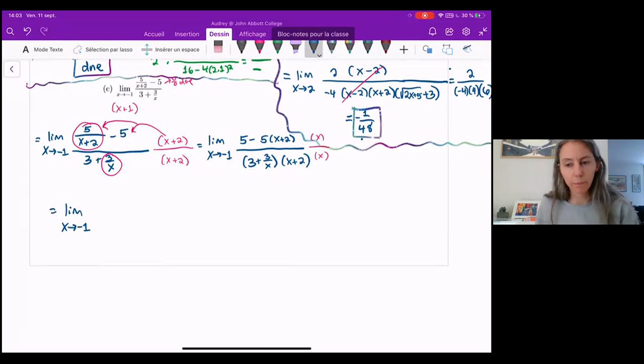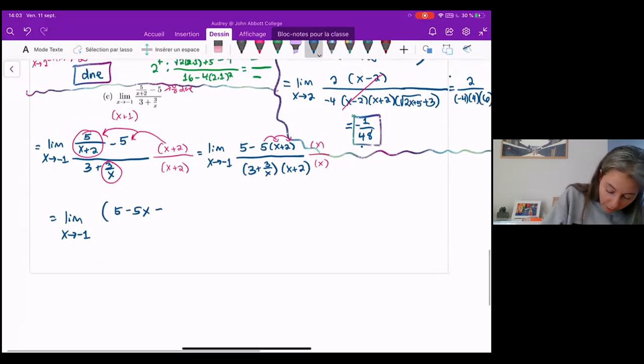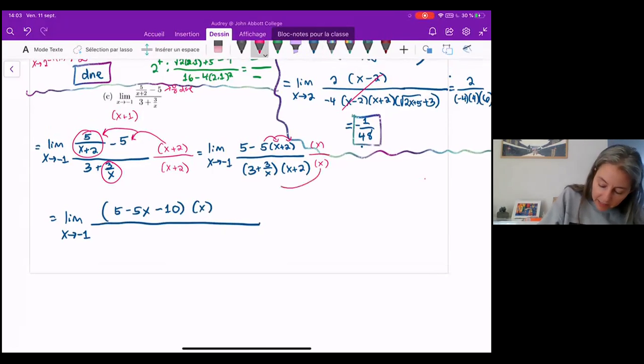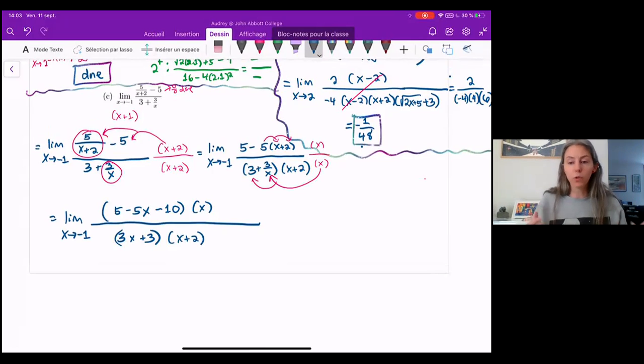I'm going to go ahead and simplify the numerator while I'm at this. So I'm going to distribute that negative 5. So here I'll have 5 minus 5x minus 10. Be careful, I'm distributing it to both things, times x. Over, now this x I'm going to distribute into my denominator. So I'll have 3x plus 3 times x plus 2. I don't need to distribute that x and the x plus 2 because this is all multiplication.